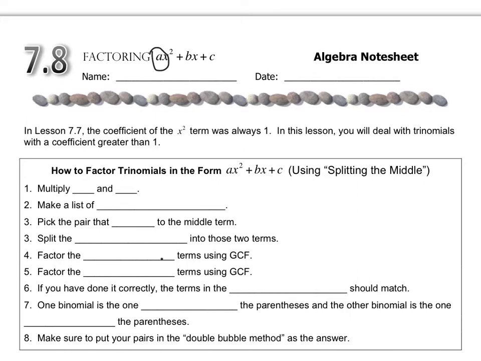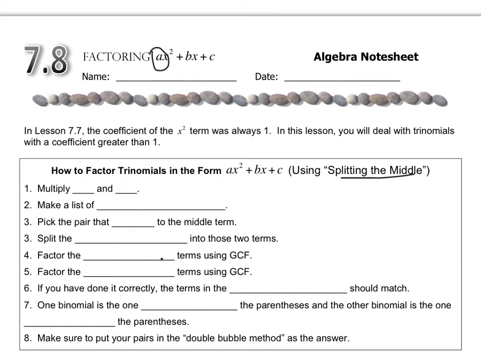So there's two ways to do it. One is by using guess and check, which is very time consuming, especially if you are new to factoring. But the other way that I encourage newbies to do is to use this method called splitting the middle. So here's how splitting the middle works.